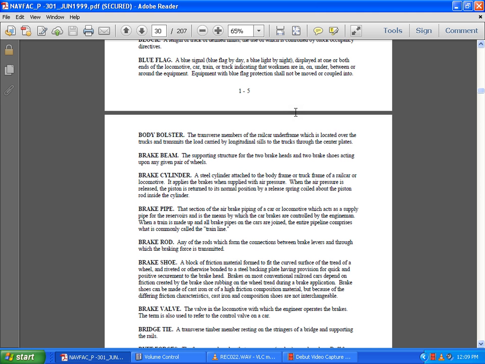transmitted. A brake shoe, a block of friction material that fits the curved surface of the tread of a wheel, that is riveted or otherwise bonded and sealed onto a back plate, and having provisions for quick and positive securement of the brake head.